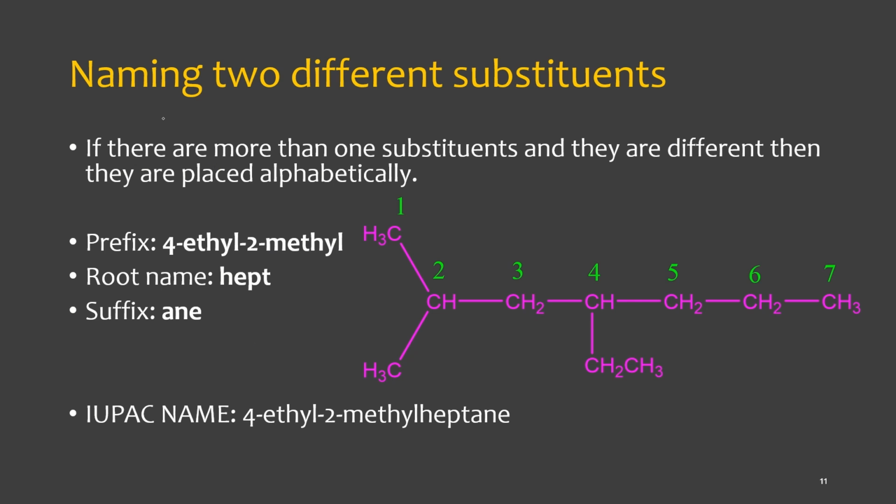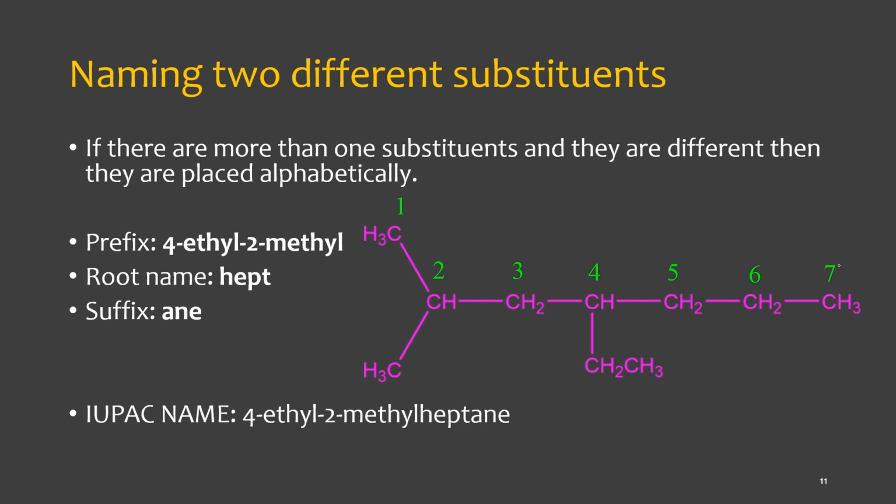Next we will move towards naming two different substituents. If there is more than one substituent and they are different, for example one could be ethyl and the other methyl, then they are placed alphabetically. This is the longest continuous chain. The other chain could not be the longest because it is 1 carbon, 2, 3, 4, 5 and 6 carbons, and this is the 7 carbon chain. So this is the longest continuous chain.